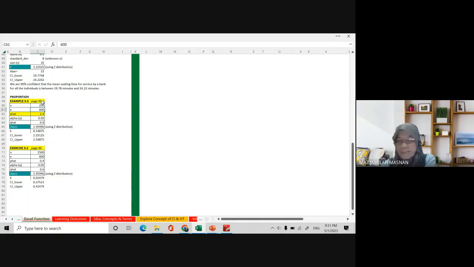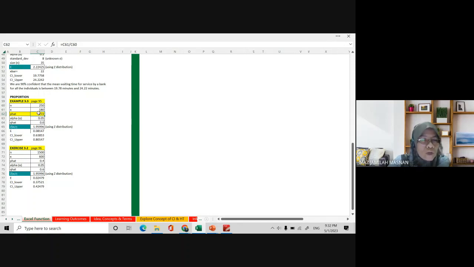180 return the cards. That 180 is the X that is returning the card, because we are calculating how many of them agreed to come to the ceremony. So your X is the one who wishes to attend. So it will be 180 for your X. So automatically you get your P hat over here.